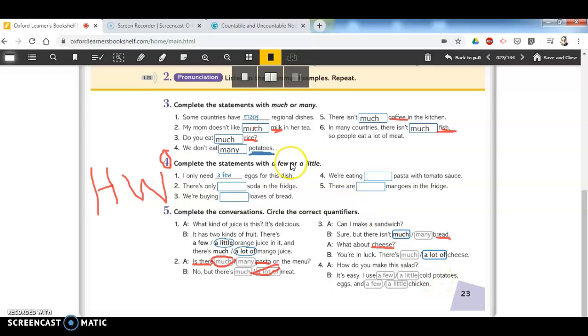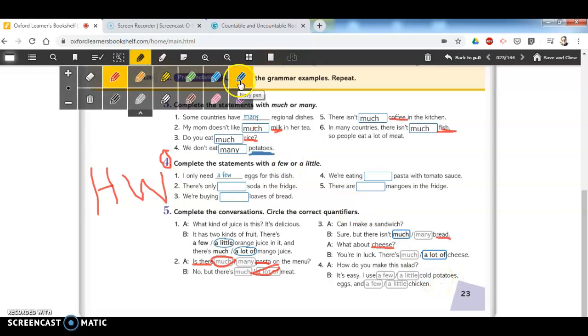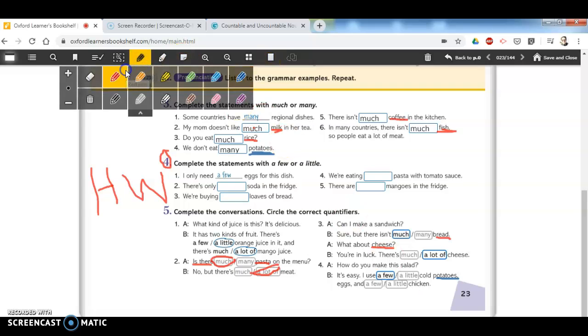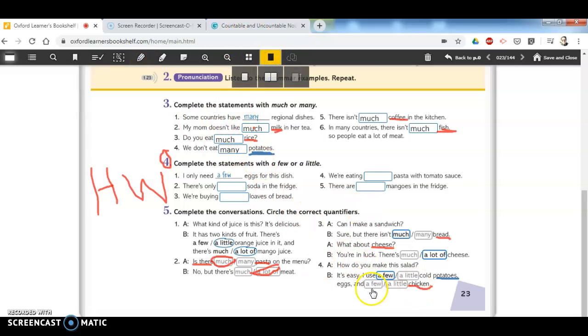Okay, the word potatoes, it's plural. So in this case, the word potatoes is plural. So I'm going to say I use a few potatoes, eggs, and a few chicken or a little chicken. Okay, the word chicken in English is singular. This is a non-countable word. So I would choose, without hesitation, I would use a little chicken.